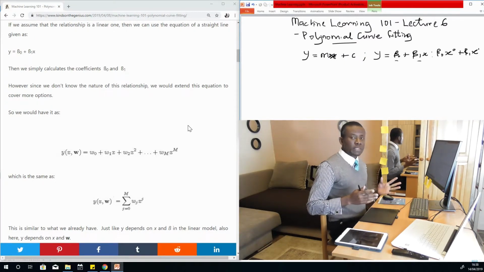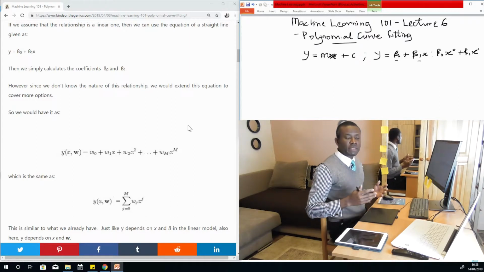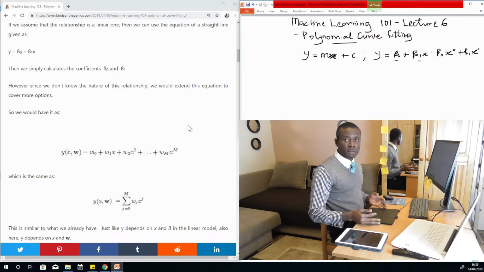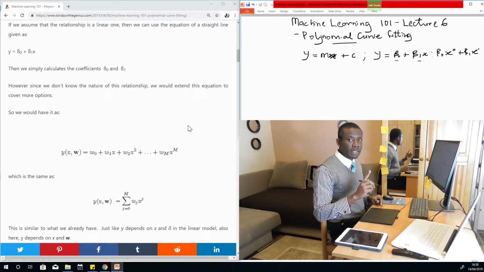That makes the work a bit difficult for us, because how then do we determine what kind of relationship it is? Now, by the power of machine learning and by the power of theoretical algebra, we can relate these two data sets using one generic function, and that will be a polynomial function.